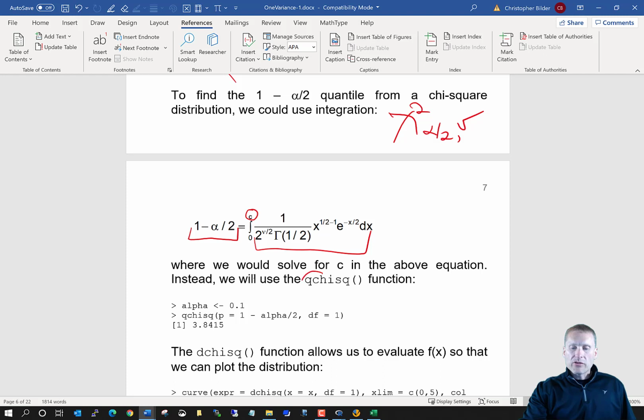Instead, what we will actually do is use the qchisq function, similar to what we've seen before for a qnorm function, a qt function, and so on. So let's say alpha is 0.1 for our case. Then with qchisq, I put in my probability of being to the left, 1 minus alpha divided by 2, and my degrees of freedom of 1, and I get 3.84.